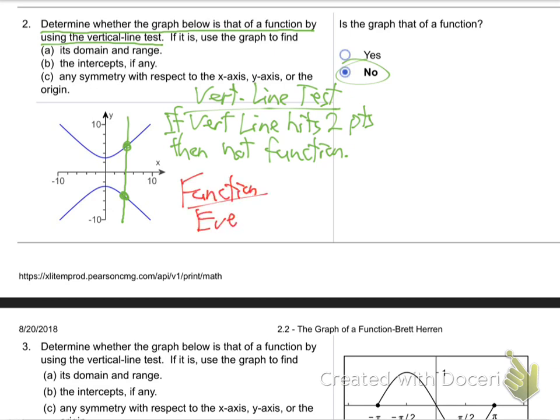Every x, remember that one? Every x has only one y. Is that how the vertical line test is really saying that same thing? It's because they have two x's, or the x has two y's.